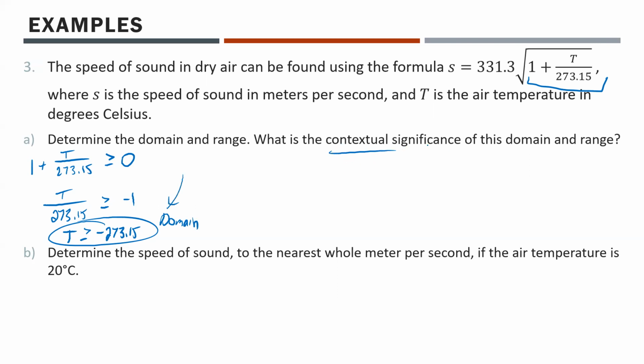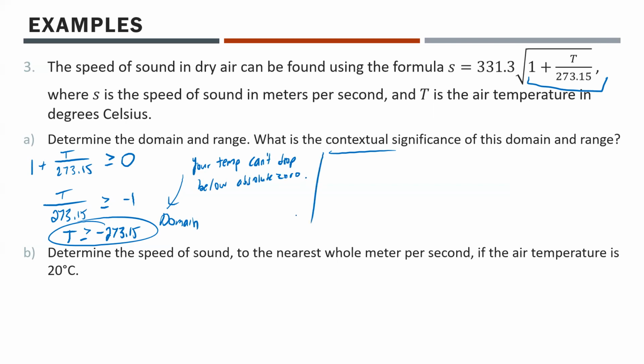By contextual significance, it just means, given the context of this question, speed of sound and air temperature, why does your T, your temperature, have to be greater than or equal to -273.15? Well, some of you may know, others, if you're not taking chemistry, I wouldn't blame you. But the answer is that temperature in general has to be above that. This number, -273.15, is actually absolute 0. You can't go below that. It's not possible to go below absolute 0. So in terms of the significance, your temp can't drop below absolute 0, right? It's not possible. Anyway, moving on.